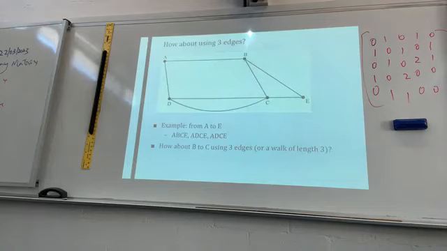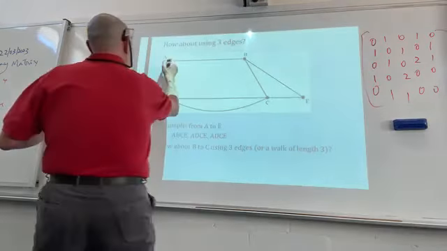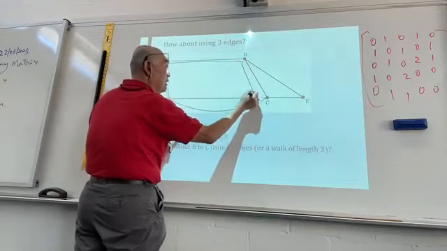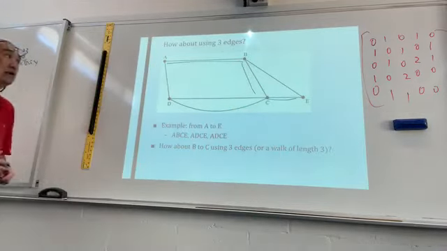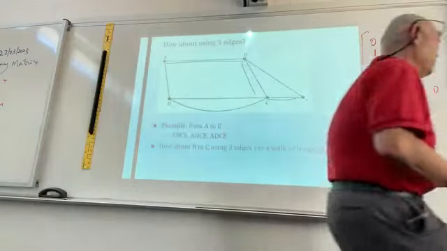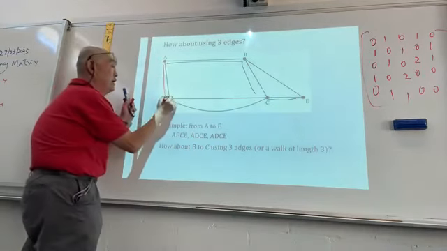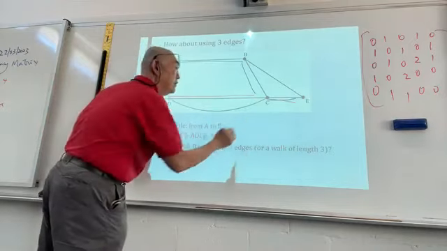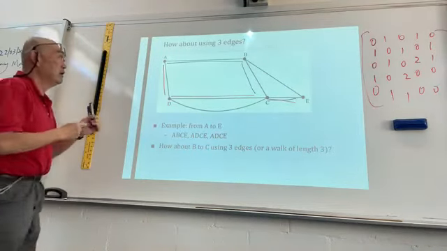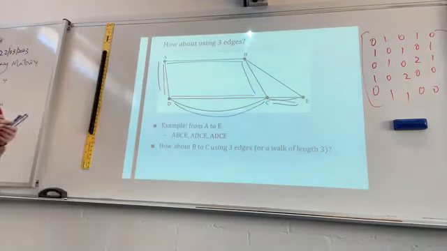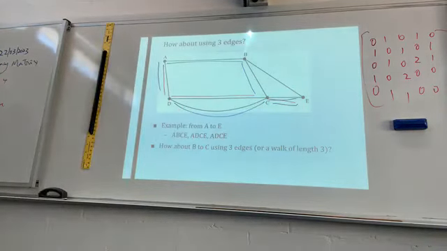Now here, what about using 3 edges from A to E? So I want to go from A to E. I go here, 1 edge, B, C, and E. 3 edges. All right. I can also go A to D, D to C, C to E. There are 3 edges, or a walk of length 3.